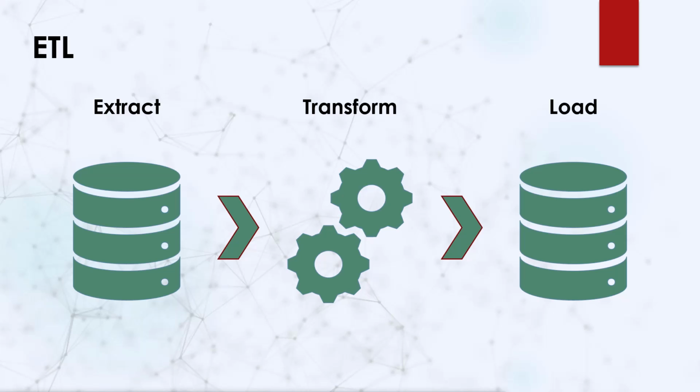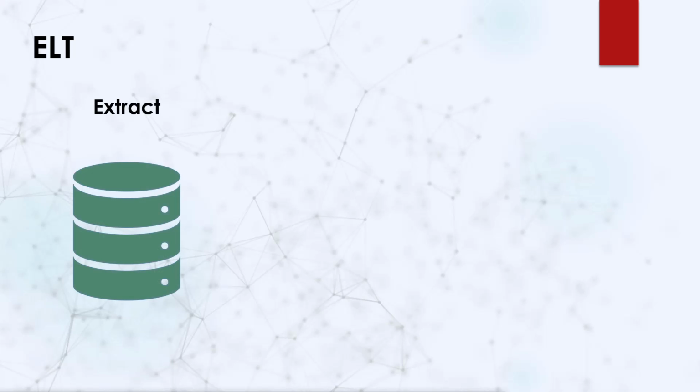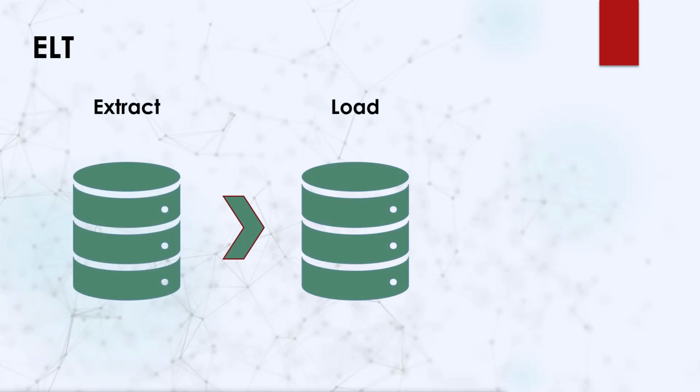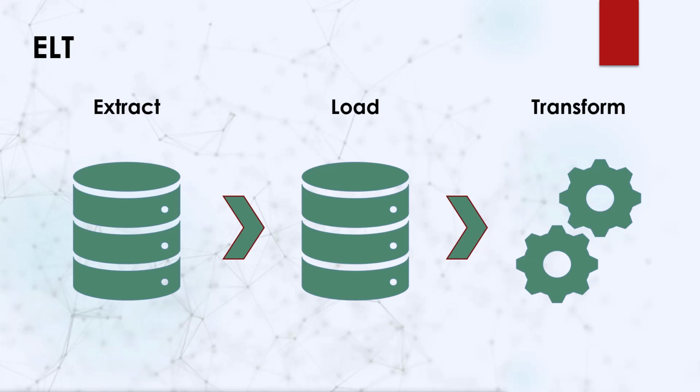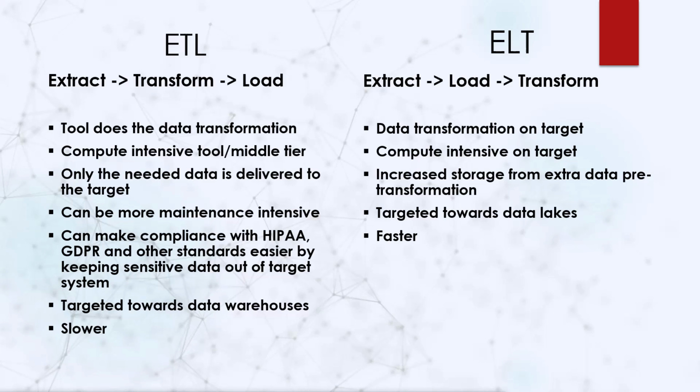And then the other type of system, which is closely related, and they're generally all considered together, is ELT, which is extract, then load, and then you do the transformation once it's in the destination system. There's generally not a lot of differences between the two systems. Kind of some highlights here.